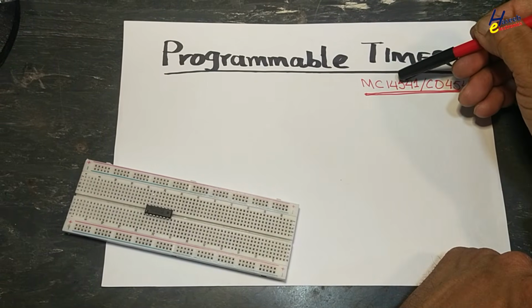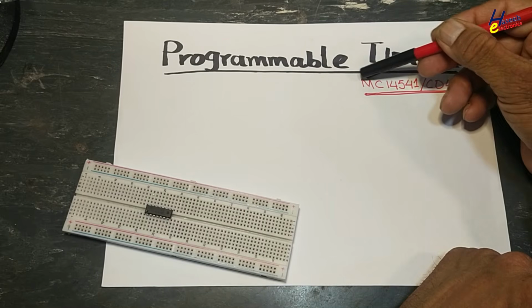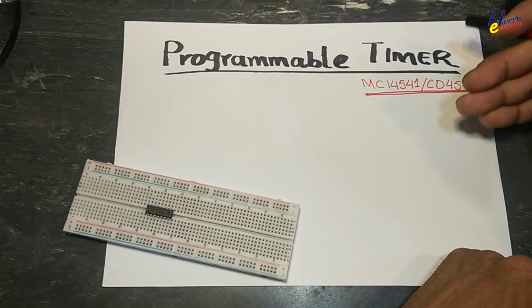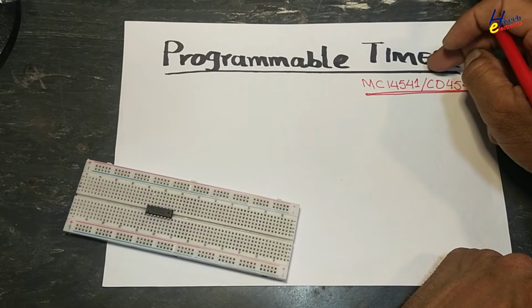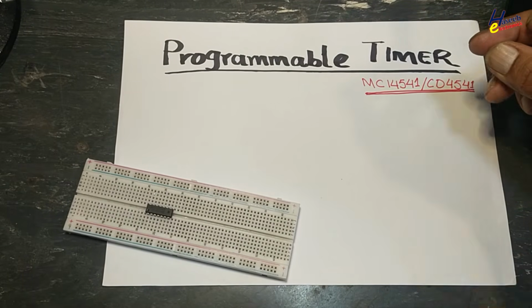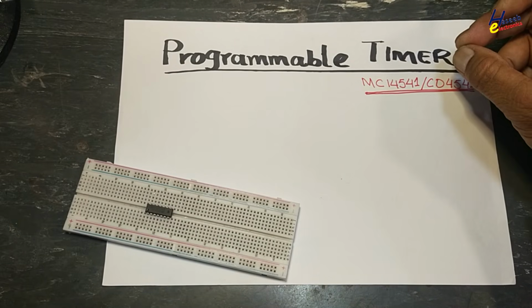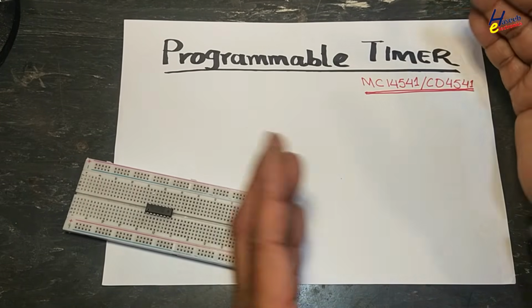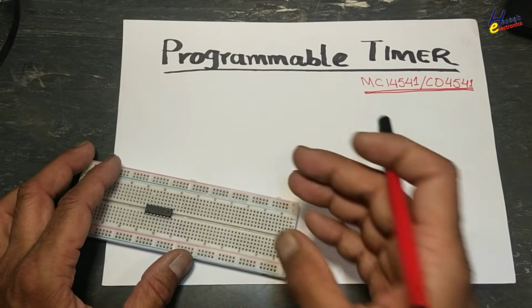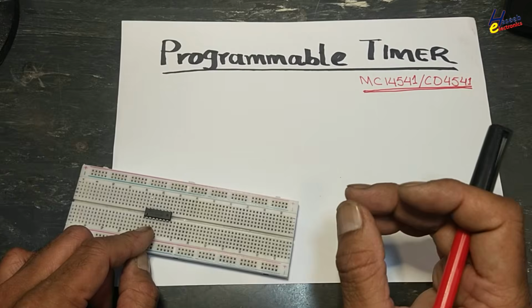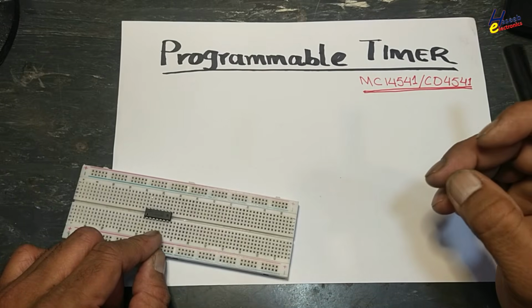It is 4541 from Motorola. There are many manufacturers for this IC. Basically it is a programmable timer. It uses just 2 resistors and 1 capacitor. We can program its oscillator frequency and then it will divide that frequency using its internal binary counters. And we can take flexible output.